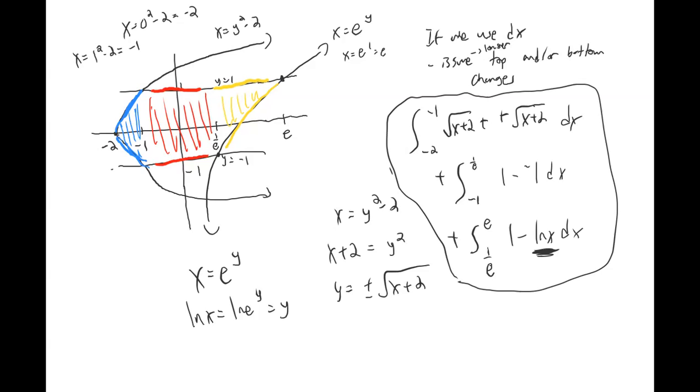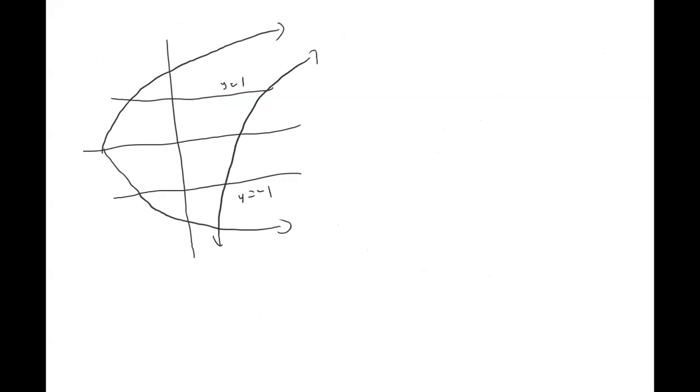Okay, so now let's see the beauty of dy. So let me just draw the same thing again. So this is y equals 1, y equals -1. And then I have this parabola thing again. And then I have the x equals e to the y. And this thing is x equals y squared minus 2.